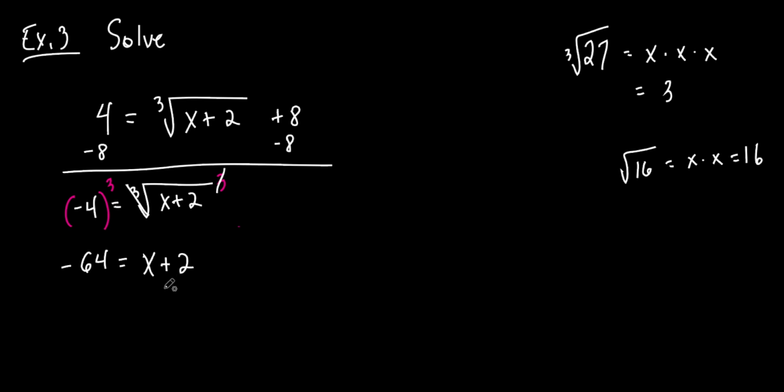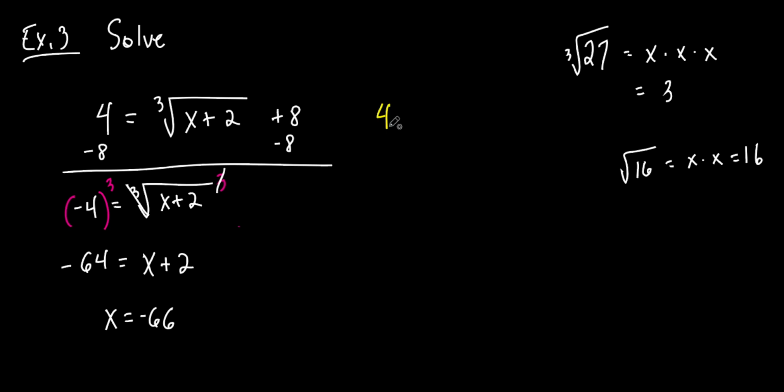What do we do? Subtract a 2. What's x equal to? Negative 66. Now, before you circle it, what should you do? You should check it, all right? Even though we didn't square both sides, we did what? We cubed both sides. But I want to be certain, okay? I want to make sure that this answer is correct.